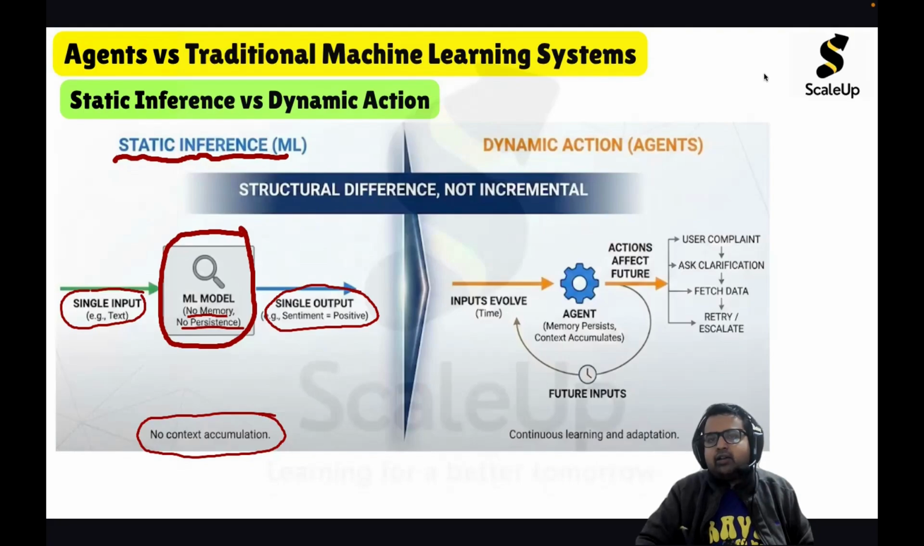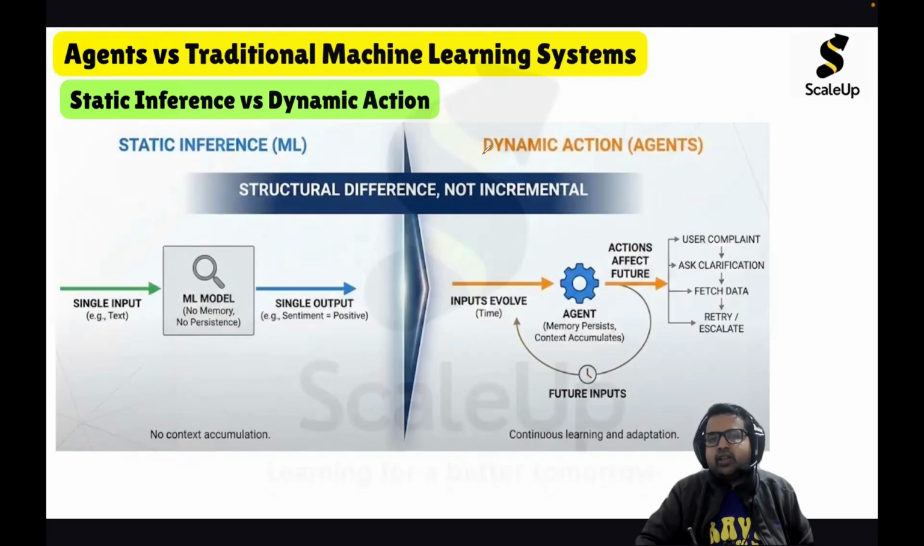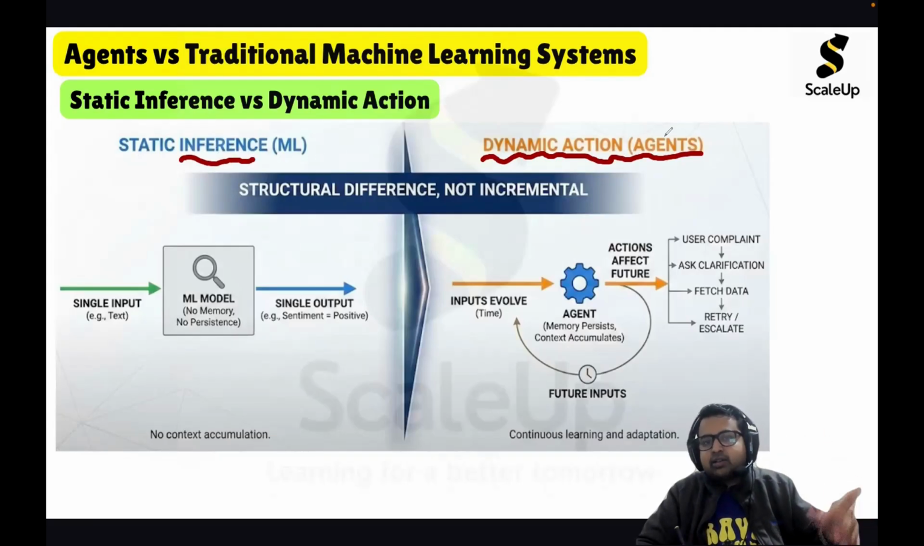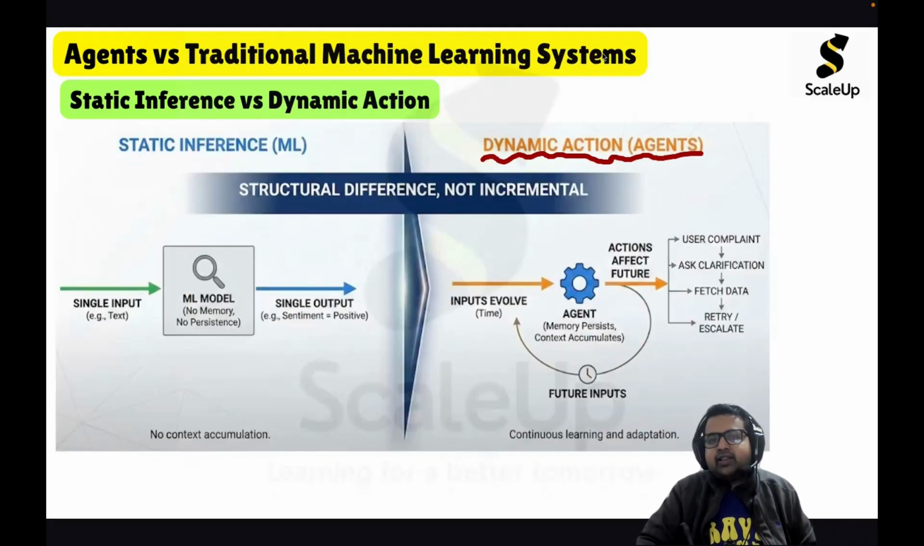On the other hand, if we look at AI agents, they are dynamic in nature. Machine learning systems do inference, but AI agents perform actions. The loop we already saw starts with an input. AI agents have memory and accumulate context, and they plan, make an action plan, and execute it. The actions they perform affect the environment, and because of that, the future inputs get affected.